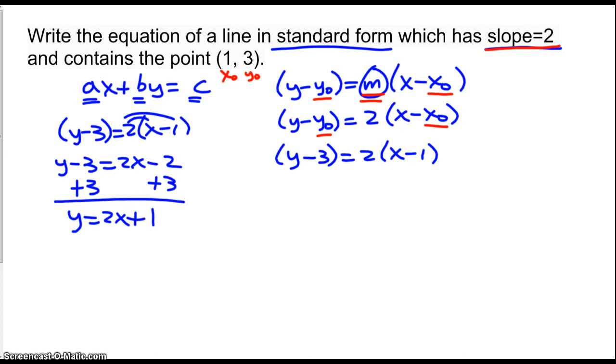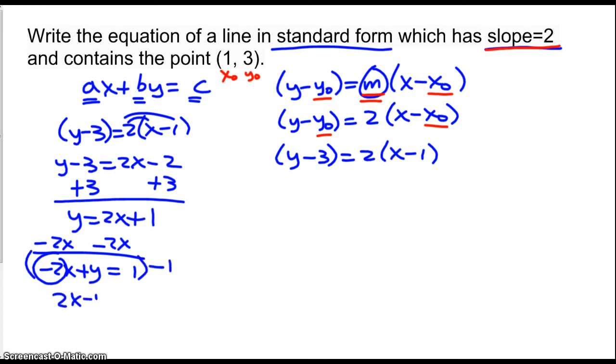And then standard form has x's and y's on the same side. So let's subtract 2x. So negative 2x plus y equals 1. But standard form can't have a negative here. So we would have to multiply the entire thing by negative 1 to get 2x minus y equals negative 1. Okay, that's the final answer. So you know, I picked an equation. This time I picked point slope because I could see that I could plug what I was given in there. All right.